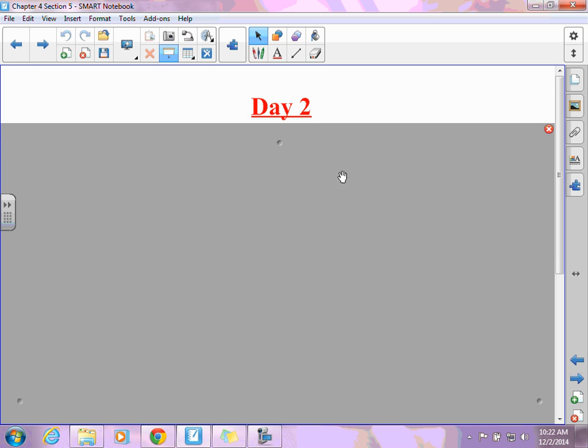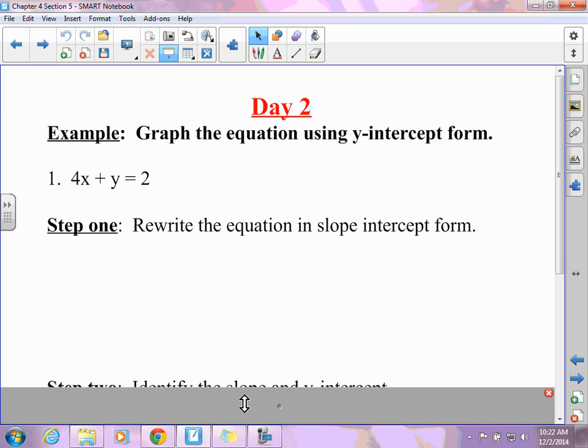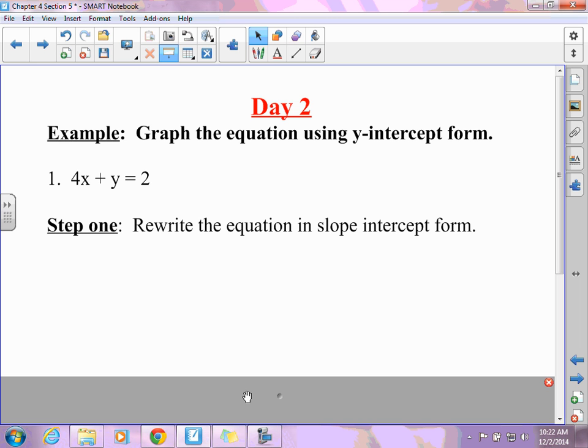Today, day 2, we're not only going to do that, but we're also going to graph it. So we're going to go one step further. So today, we're going to graph the equation using slope-intercept form. If you graph it using a table or intercepts, it'll be wrong, right? I'm asking for a specific method.